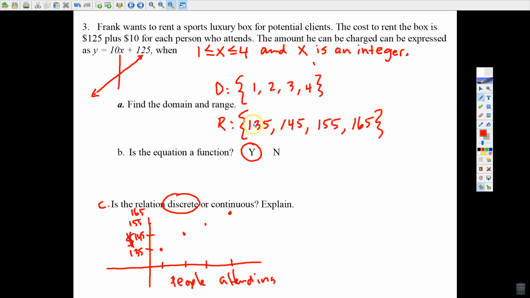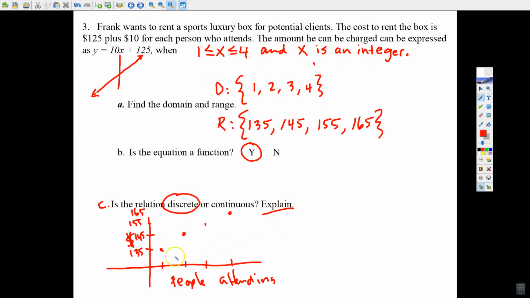We've already discussed that because these represent people, and obviously we cannot have fractions of people attending. So the reason why the answer here is discrete is, to be continuous, we cannot have any breaks in a line. And you notice that I cannot connect these, because by connecting these dots, I'm saying that all of these inputs are allowed. And they're not, because we cannot have fractions. So that's the best answer for why this is discrete. Well, it's because we cannot have fractions of people as inputs.